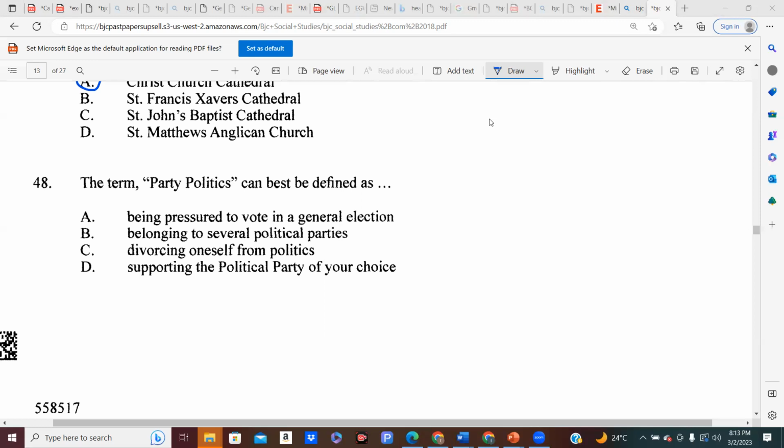All right. Daniel, what would you pick for this? Party politics. I think it'd be A. A. Being pressured to vote in the general election. Okay.